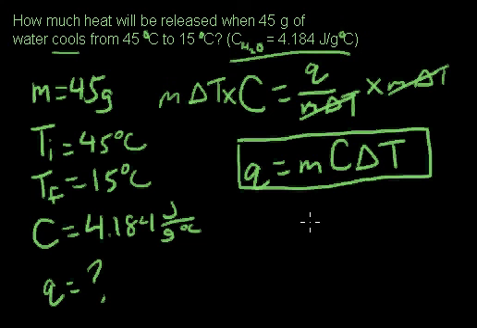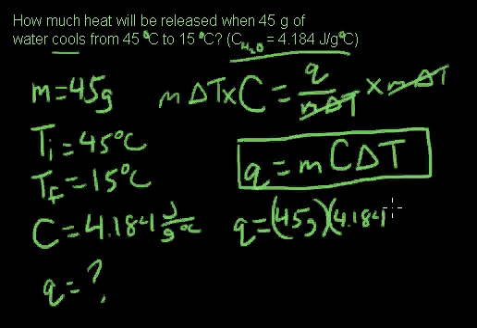And so let's go ahead and solve this problem. We're going to solve for Q. So Q equals, we're going to substitute 45 grams times the specific heat of water, which is 4.184 joules per gram degree Celsius, times the change in temperature. Now be careful with your change in temperature. Remember, change in temperature, delta T, is always final minus initial. So 15 minus 45. So when we do 15 minus 45, you actually get negative 30 degrees Celsius. Not positive, it's always final minus initial, so negative 30 degrees Celsius.